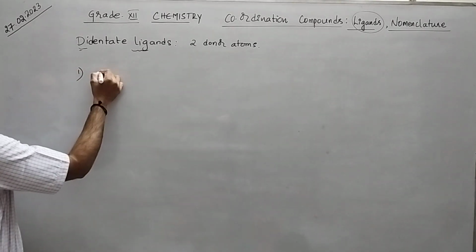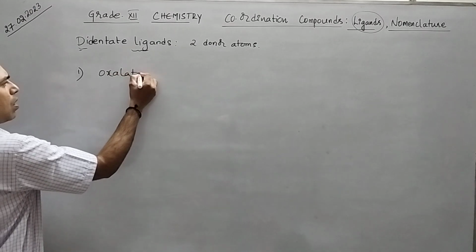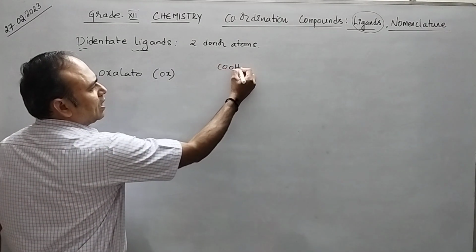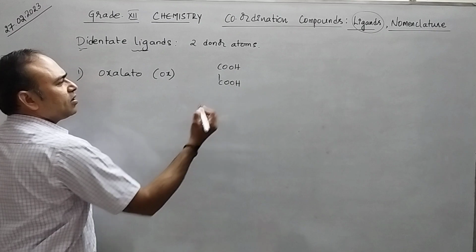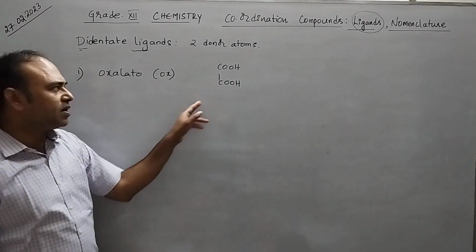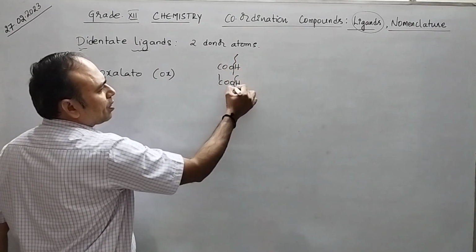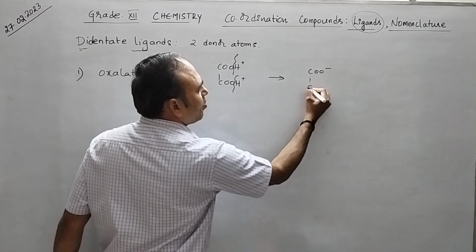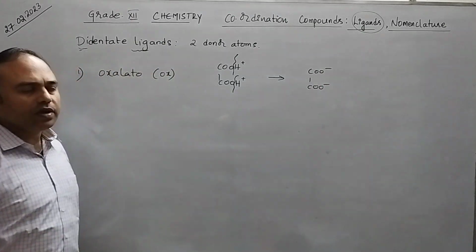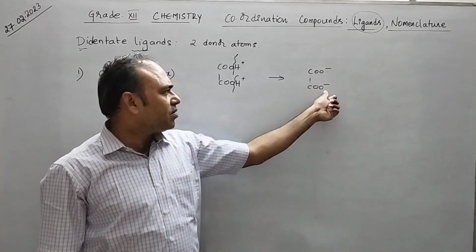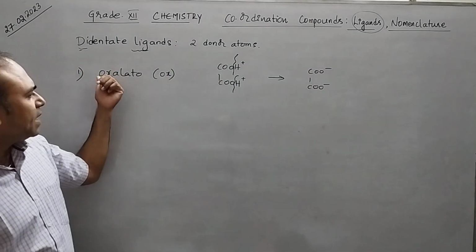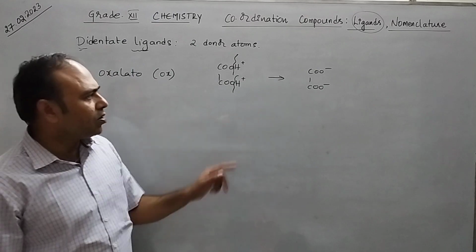First one, oxalato. We can write it as OX. So OX represents oxalato, which is didentate. To get the structure, let us write oxalic acid first. We know the formula of oxalic acid. From this, let us remove H plus ions. So we get COO minus and COO minus. So here we have oxygen as well as another oxygen as donor atoms, two donor atoms, hence we call it didentate. So oxalato, this can also be written like this.